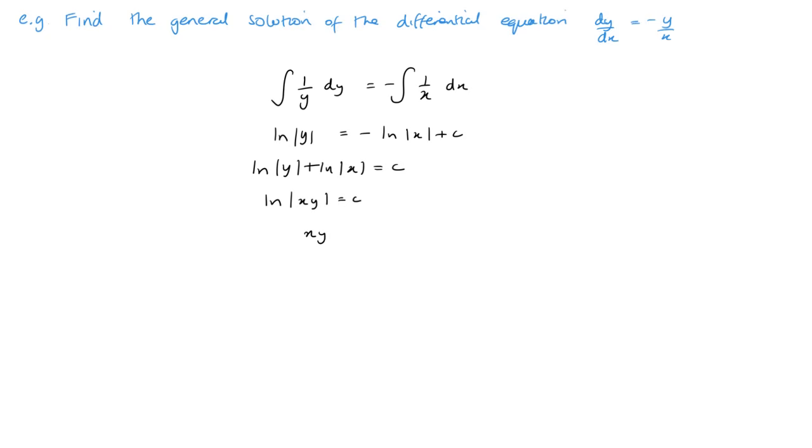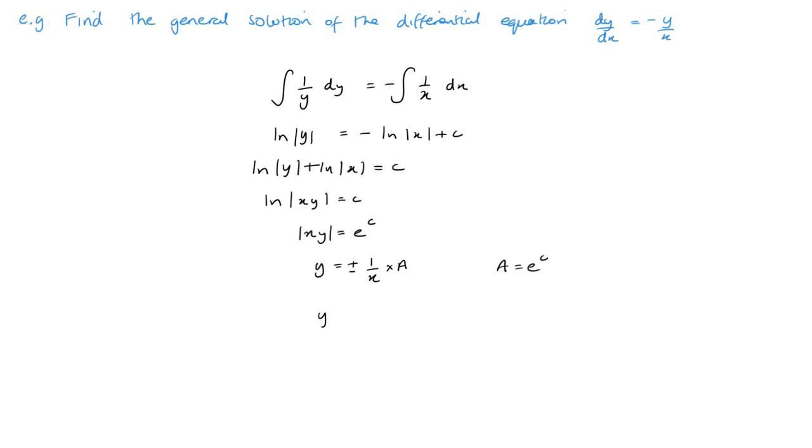So that means that xy equals e to the power c. And this xy is in the modulus sign. Okay, which means that y can be plus or minus 1 over x. Now, if we let a equal e to the c, so that will then be times by a.